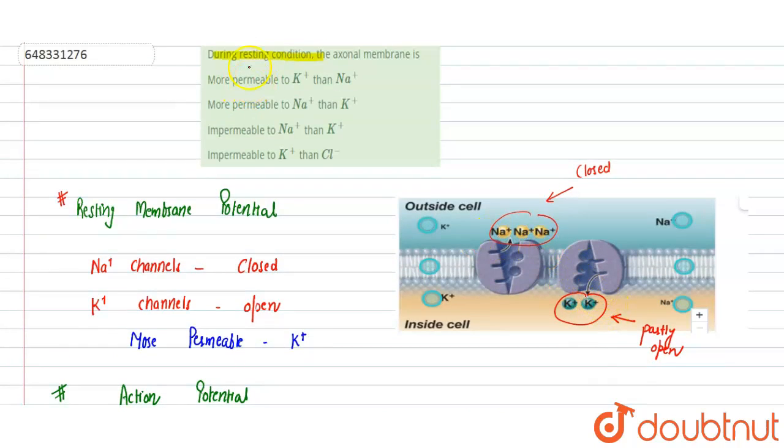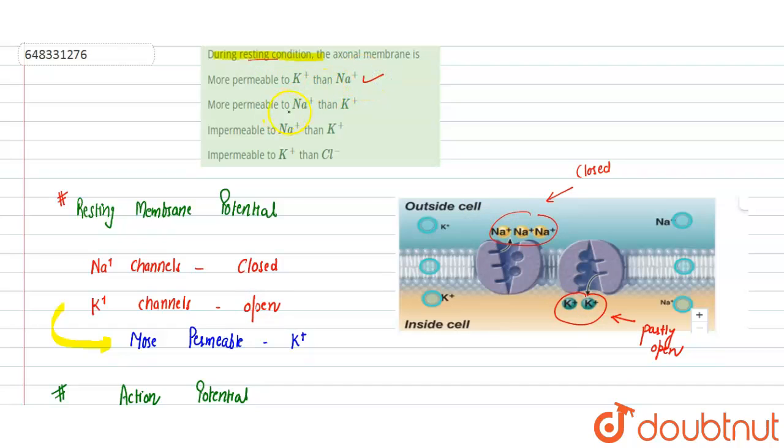But in the question, they have simply asked, during resting condition, the axonal membrane is more permeable to potassium, because potassium channels are partly open as compared to the sodium channel. So it is more permeable to potassium than sodium.